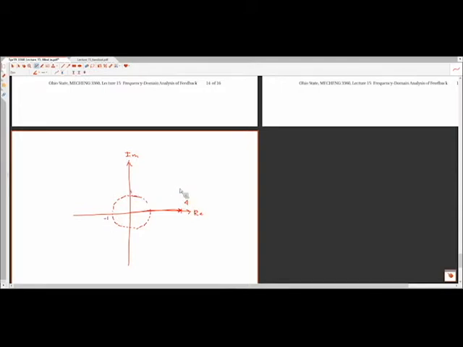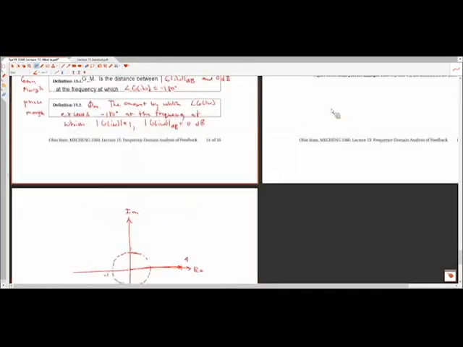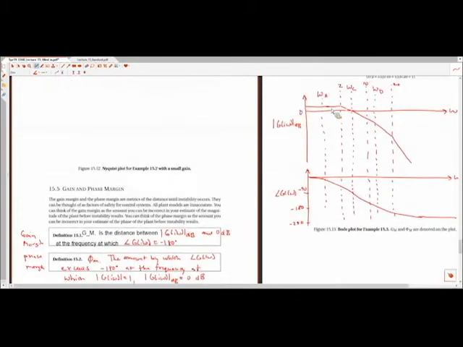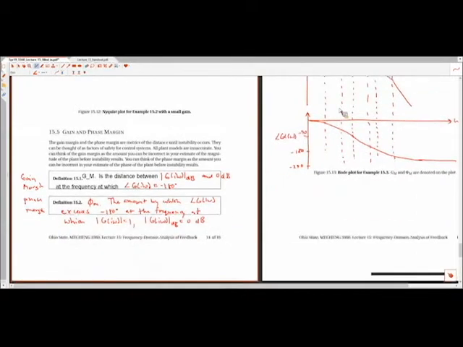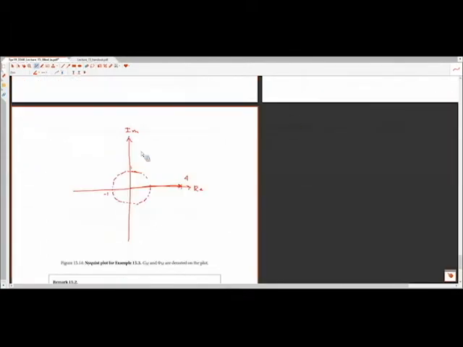Right. And so as we go up in frequency, our magnitude is going to decrease and our phase is going to decrease. So the vectors that we're drawing here are going to start to have smaller length and then smaller angle, if we measure this as negative angles going in the clockwise direction from the positive axis.